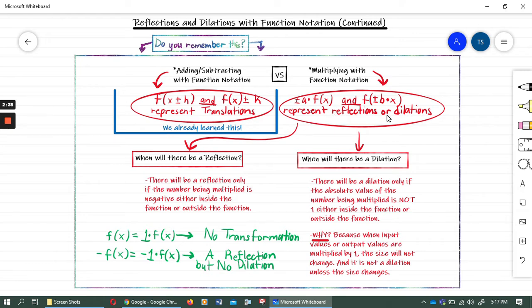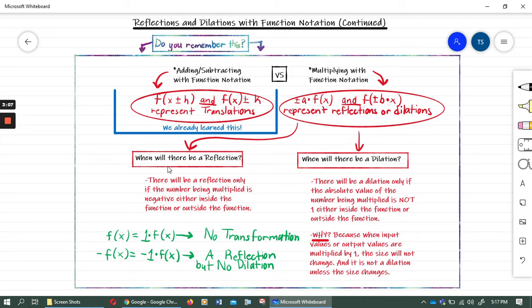And remember, for this video, where we're continuing to talk about reflections and dilations, we said that these transformations, reflections and dilations, only happen when you're multiplying, or changing a function by multiplying a number on the outside or on the inside of the function. That's when we're going to have reflections or dilations.